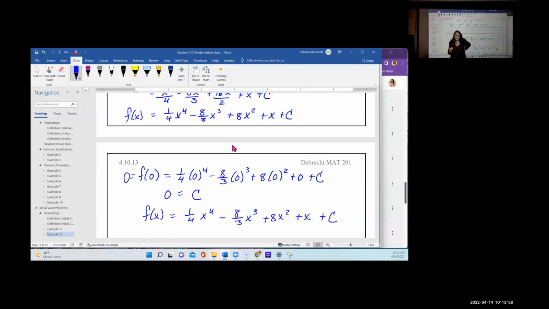Now, this is the end of the section on antiderivatives. The next thing that we're going to do is start looking at what a definite integral will be by examining Riemann sums and the area under a curve. So that's what's coming up next.